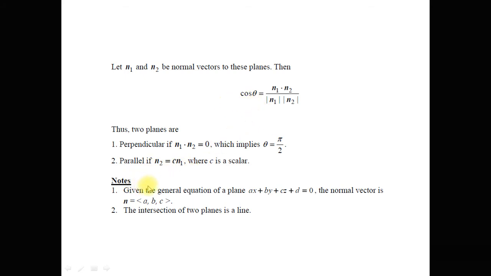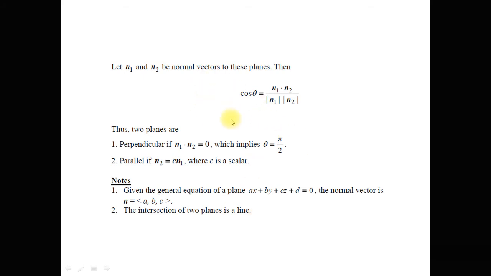And note that given the general equation of a plane, ax plus by plus cz plus d is equal to 0, the normal vector is n equals a, b, c. The intersection of two planes is a line.